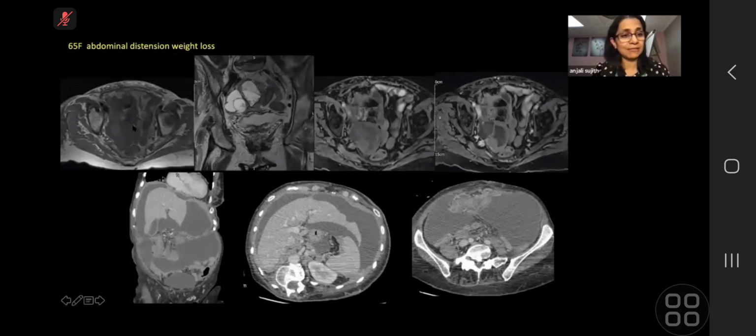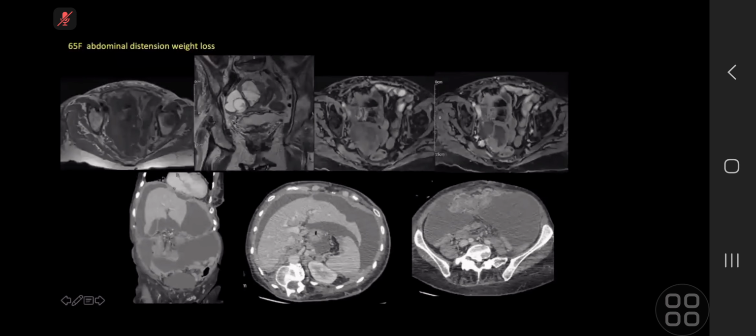So here we have a complex mixed cystic solid lesion in the pelvis, which is showing enhancement. So we are looking at a malignant ovarian mass. Now, can you describe the CT findings? Okay, so on CT, I can see large pelvic abdominal ascites.